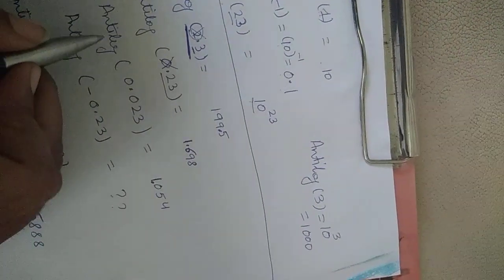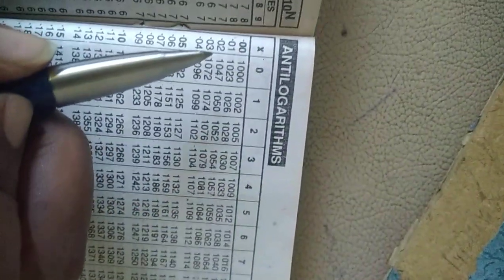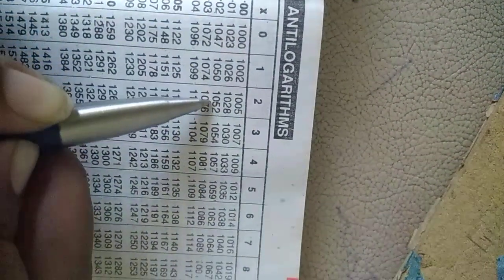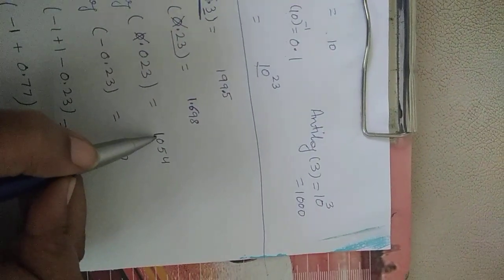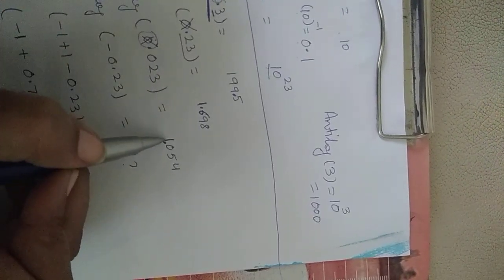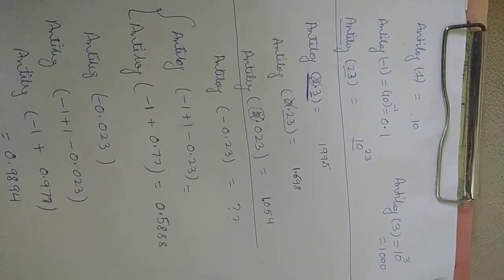Now let's say you want to see anti-logarithm of 0.023. Don't break your head into this 0. You have to see 0.023. This time, don't see 23. Go to 0.02. In that line, you find 3. It is here, 1054. So you write 1054 and then here it was 0. So add 1. 1.054.